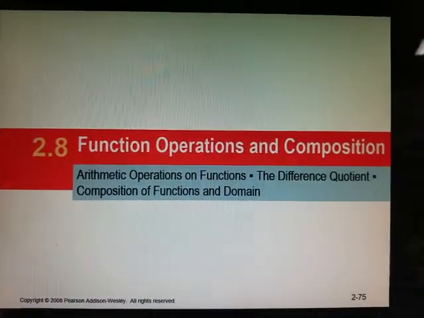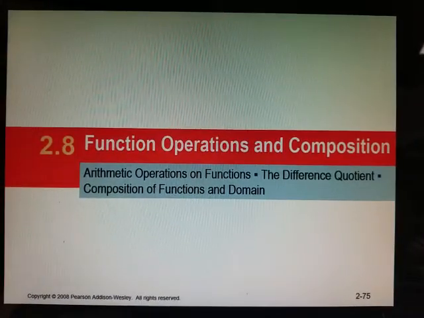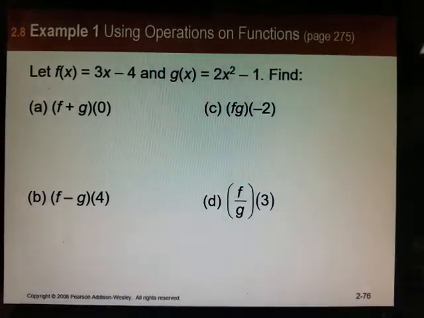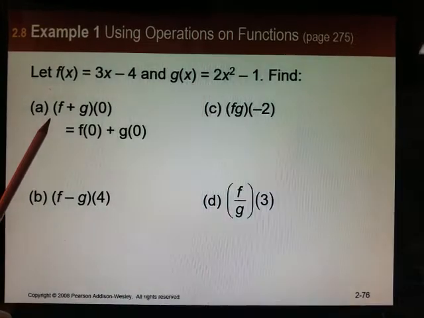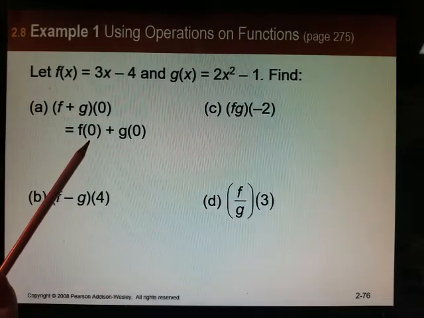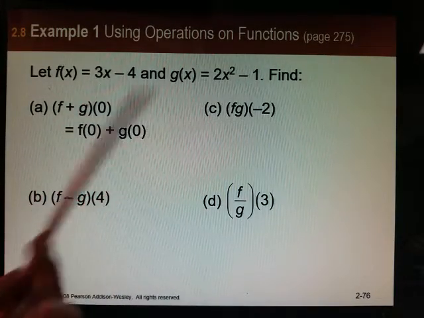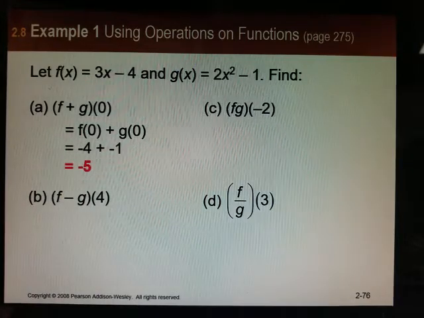All right, function operations and composition functions today. So this first part is asking me to find f plus g of 0. That means f of 0 plus g of 0. So you plug 0 into the f function, 0 into the g function, and you add your answers.